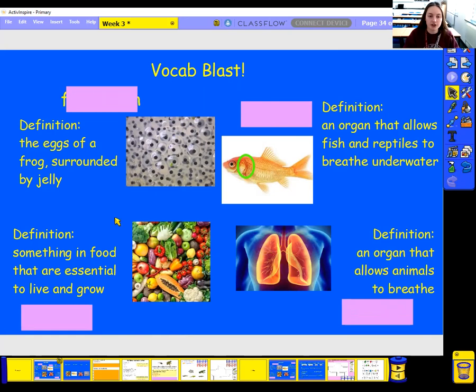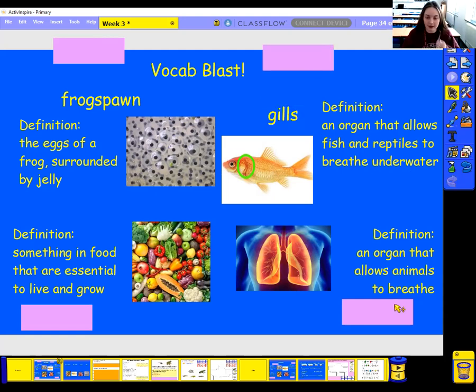Now I'm going to quickly cover those words up and let's see if we can remember what they are. So the first word, we've got a picture here of the eggs of a frog surrounded in jelly. What is this called? Shout it out. Frog spawn. Fantastic. The next one, this is what fish and reptiles use to breathe underwater, and you can see that it's there on the fish. What are these called?